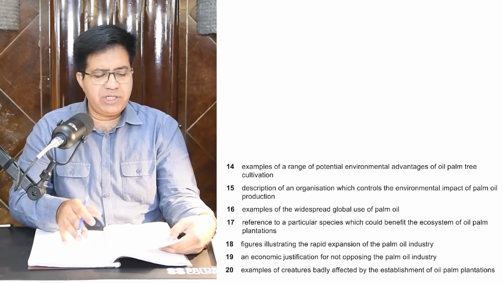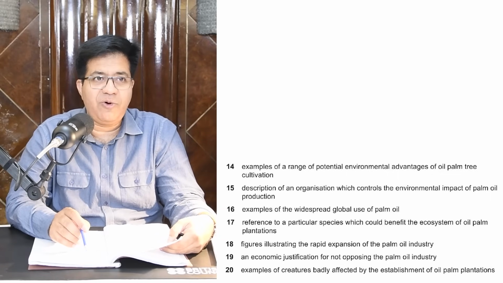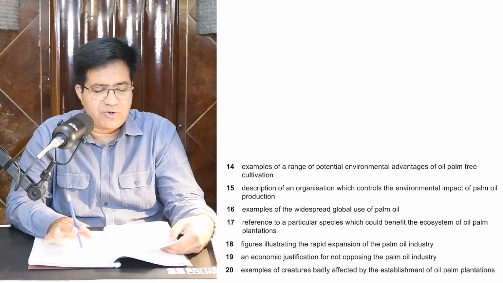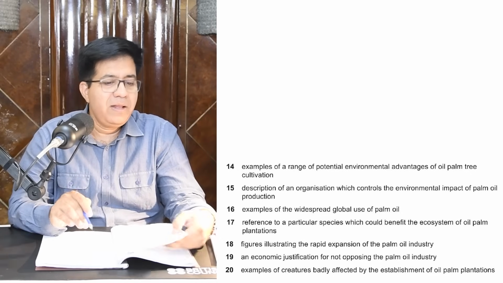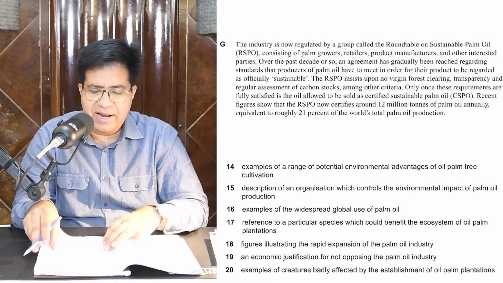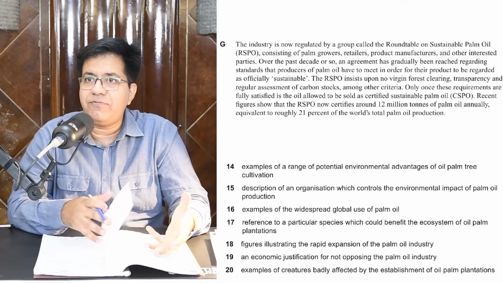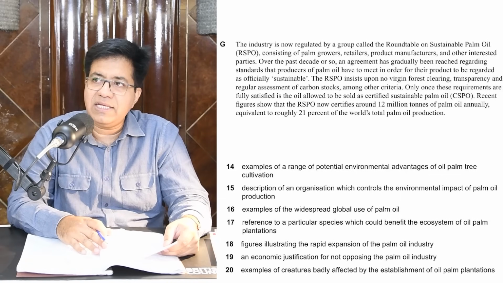Next we have question number 15. Description of an organization. You know it already. Description of an organization which controls the environmental impact of palm oil production. Paragraph G, RSPO. So you've read it already. Now you can answer it without any problem. So question number 15, correct answer is G.